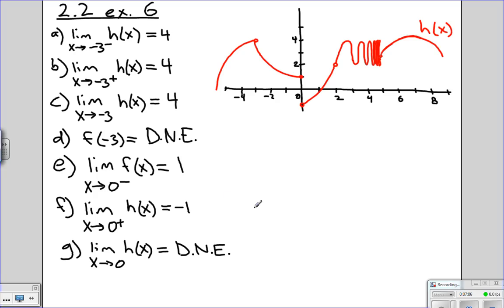So you go from the left, you think it's 1. You go from the right, you think it's negative 1. You can't agree, so nobody wins. And then part H asks, what's the value of the function? So it says, what's h of 0?